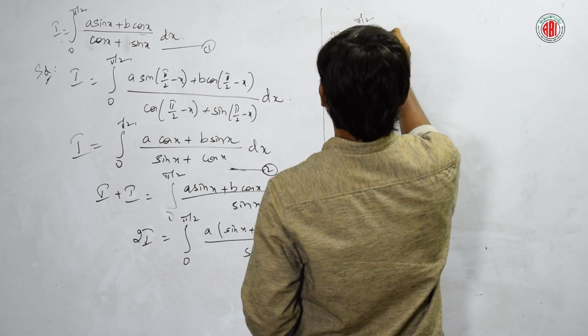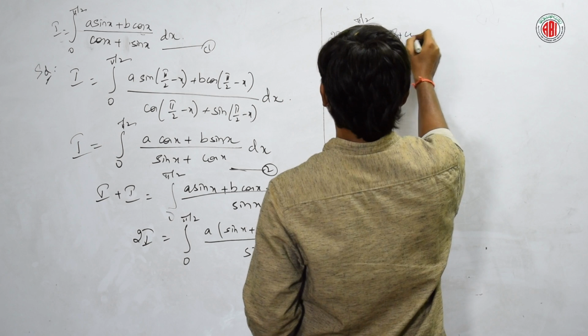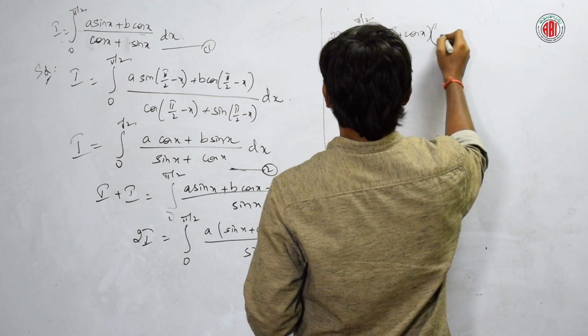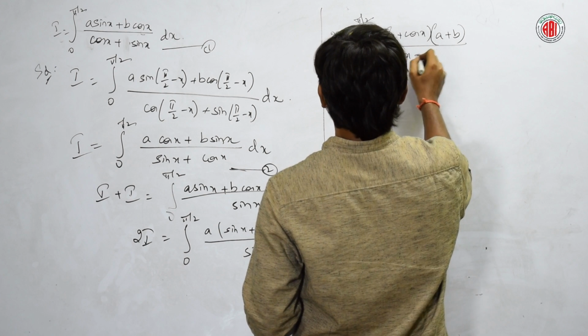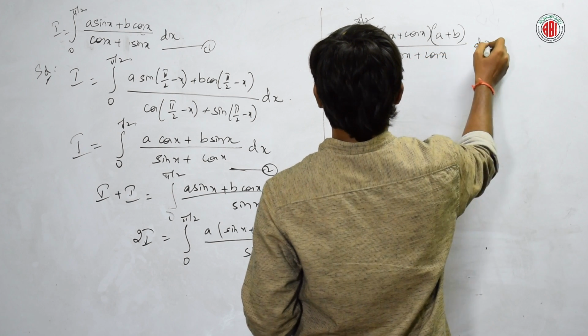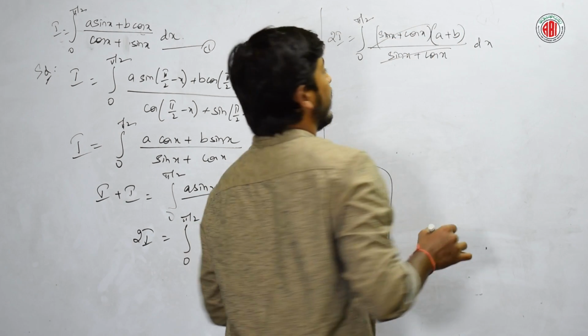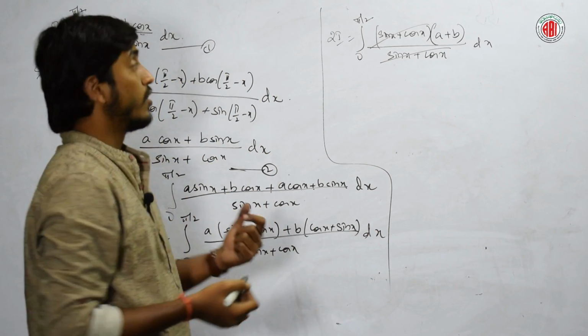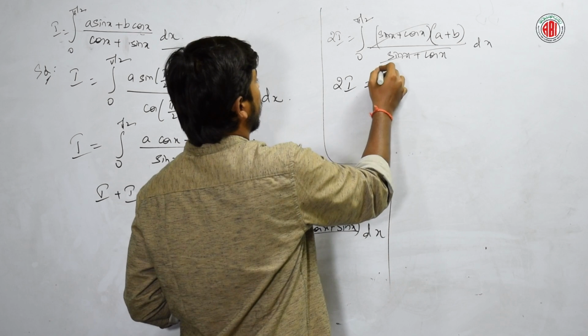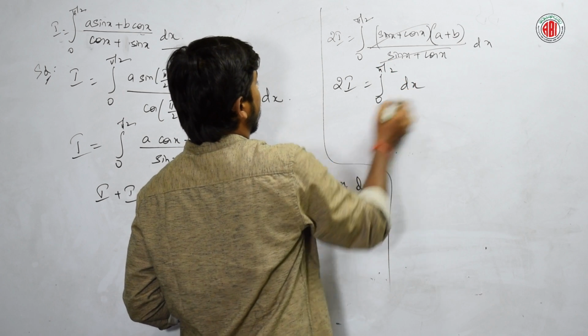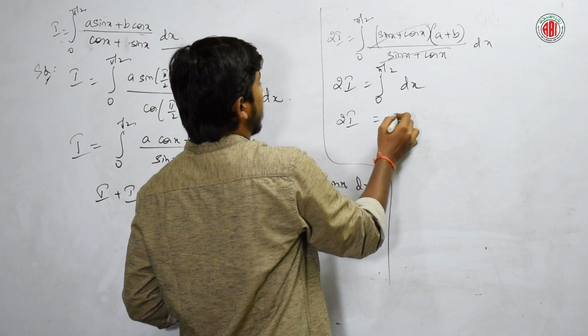Here if I take sin x plus cos x as common, I will be left with (a plus b) by (sin x plus cos x) dx. These both will get cancelled. There is no dependent term. So, my integral will be just dx, which is nothing but x.